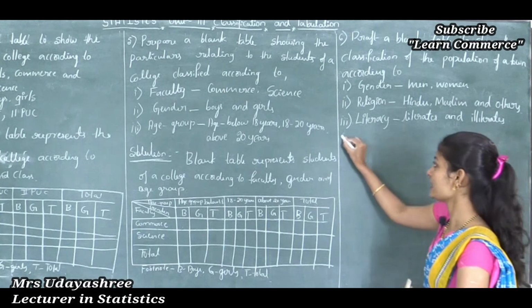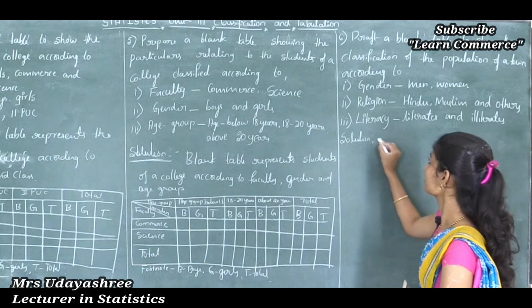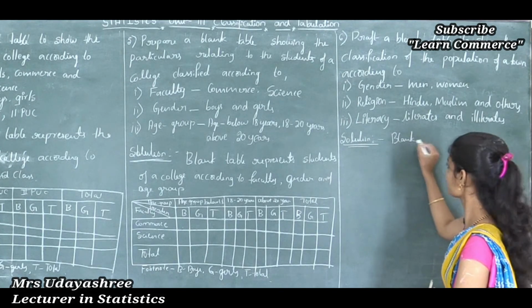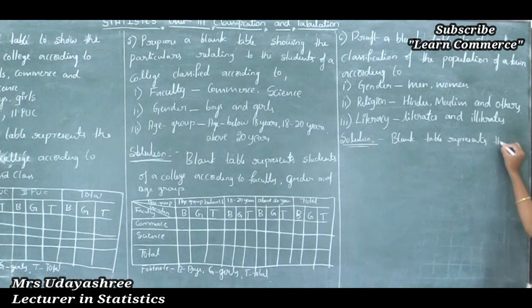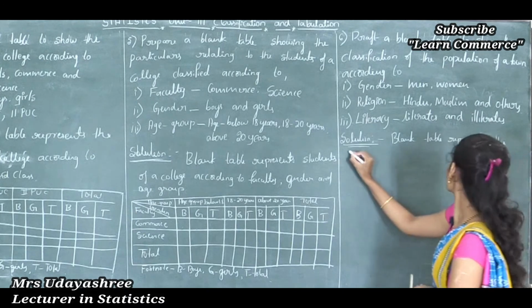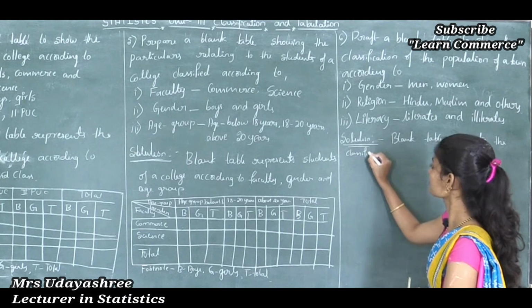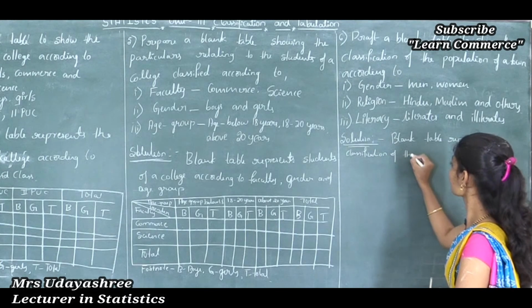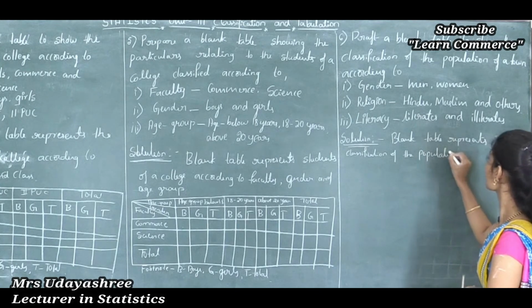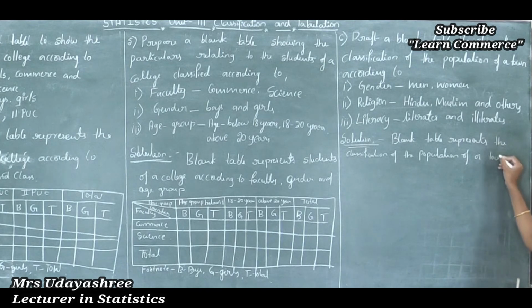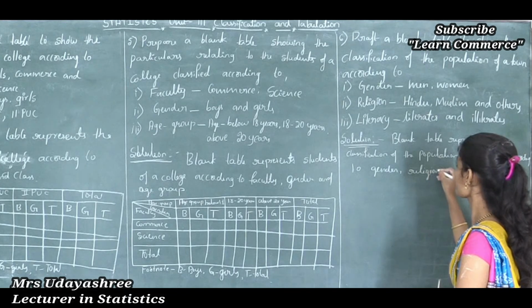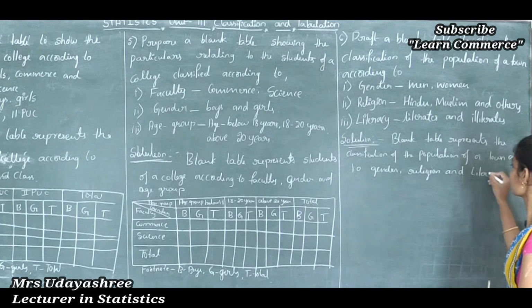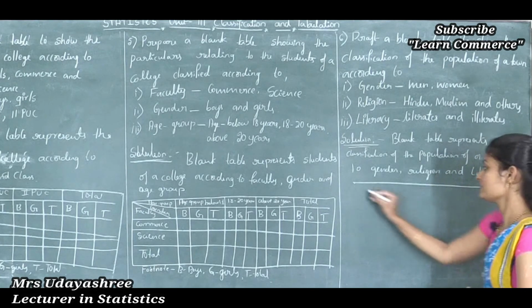First we need to write the title. So the title is like this, that is, blank table represents the classification of the population of a town according to gender, religion and literacy. So now let's see how to prepare the table. So the table is like this.